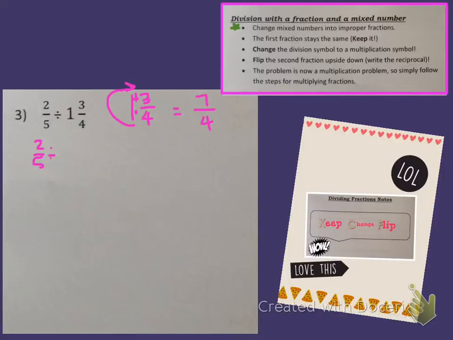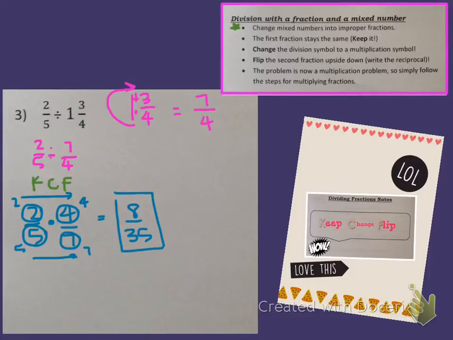2/5 divided by 7/4. And now everything else is exactly the same. We're going to keep in mind our KCF, keep, change, flip. So we're going to keep the first fraction, 2/5, change the division symbol to a multiplication symbol, and then we're going to flip 7/4 upside down. So we're going to write its reciprocal, 4/7. And now we multiply as usual. So go ahead and pause to solve and then press play to check.